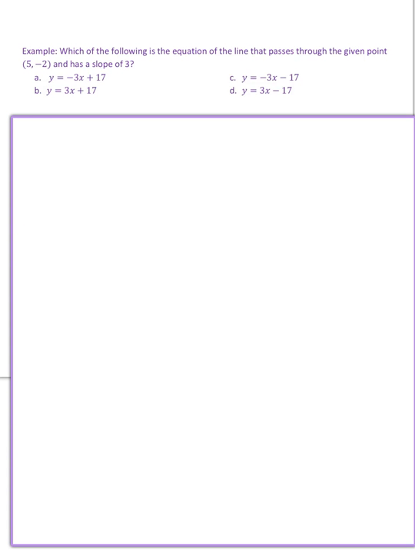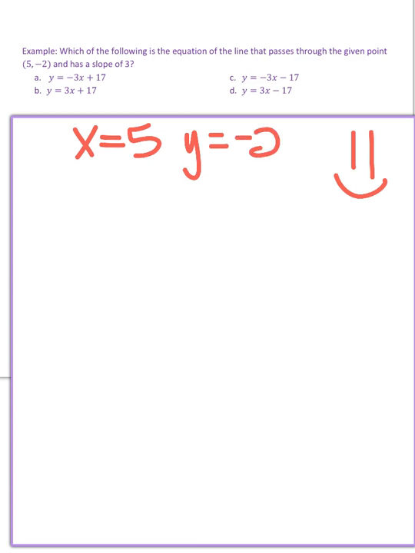All right, so here is a you try. I want you to go ahead and try this one, and the reason why this one is a you try is because it's given you another point. So the question is, which of the following is the equation of the line that passes through the given point? And once you see that point, you are super happy because you now know that x is equal to 5, y is equal to negative 2, and you really could care less what the problem is about.